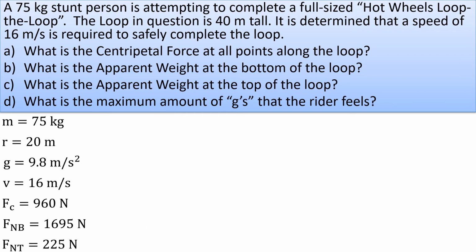And part D says, what is the maximum amount of G's that the rider feels? So remember that a G is really the acceleration due to gravity, or the gravitational field strength is just your force divided by your mass. How many newtons per kilogram? Now, if we wanted to make a similar thing, instead of our actual weight, let's find out how many G's we feel by taking our apparent weight and dividing it by our mass. That'll tell us what our acceleration is.